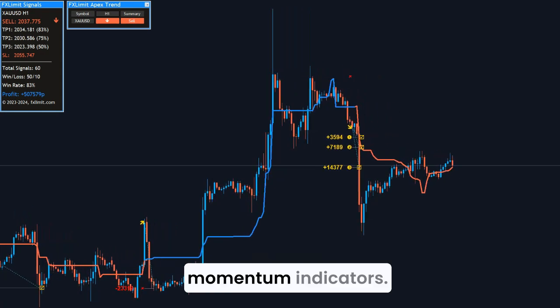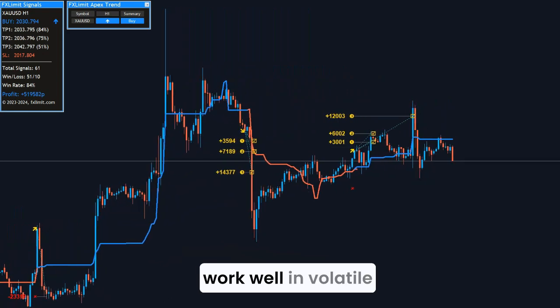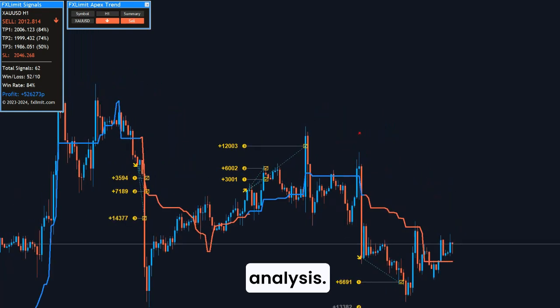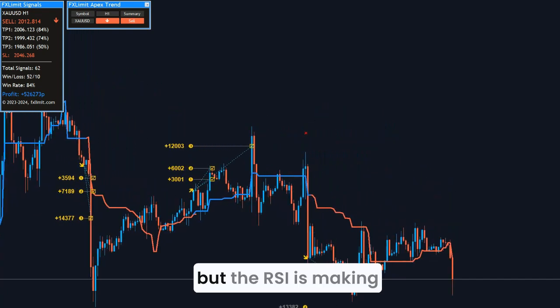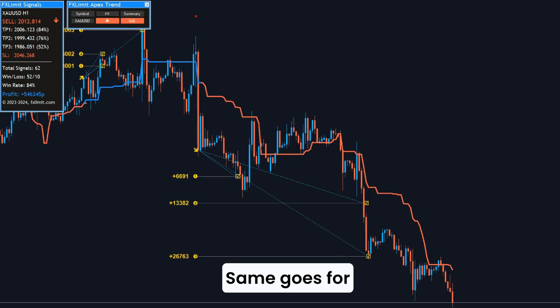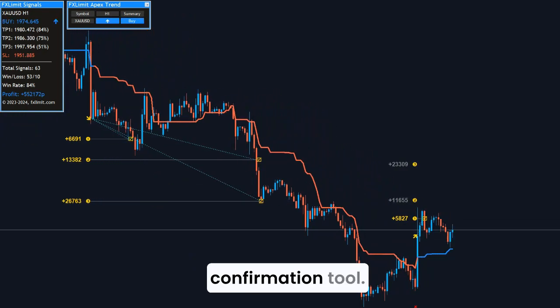Now let's talk about momentum indicators. Tools like RSI and MACD can work well in volatile environments, especially when paired with divergence analysis. If price is making higher highs, but the RSI is making lower highs, that's a red flag. Same goes for the opposite. Combine this with price action, and you've got a powerful confirmation tool.